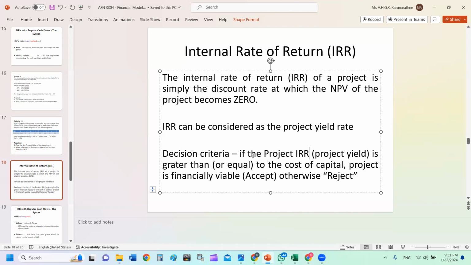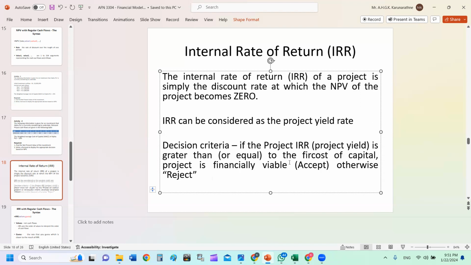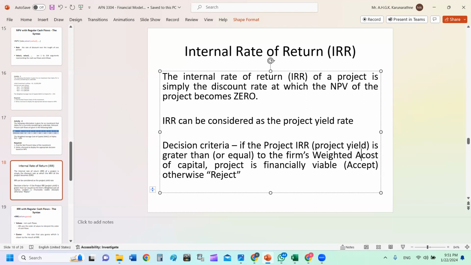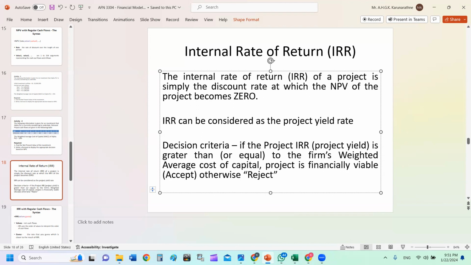So the decision criteria accordingly: if the project IRR, that means project yield, is greater than or equal to your cost of capital, let's say the firm's weighted average cost of capital. There may be other forms of cost of capital, like project cost of capital or incremental cost of capital. In general, if the IRR of the project, the project yield, is greater than the cost of capital, then definitely you can accept, provided you have one project.